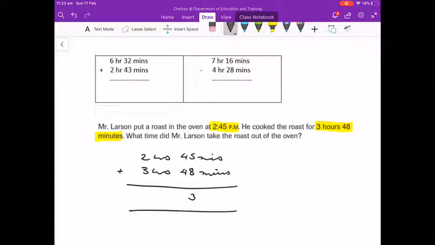5 plus 8 is 13, carry the 1. 4 plus 4 is 8, plus 1 is 9. And then we add our hours. So we have 5 hours and 93 minutes.